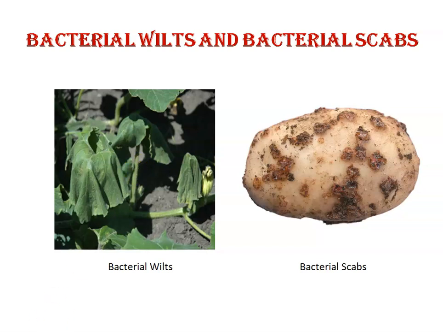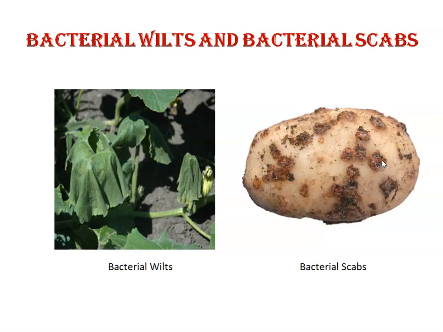Then bacterial scabs. Bacterial scabs in plants, such as common scab of potatoes, just look at this picture, are caused by soil-dwelling bacteria like Streptomyces scabies. So symptoms appear on root crops and include raised or pitted corky. Just look at this diagram. These are the symptoms. Corky dark brown lesions. So the disease thrives in warm, dry, alkaline soils, and it can be managed by using scab-resistant plant varieties.